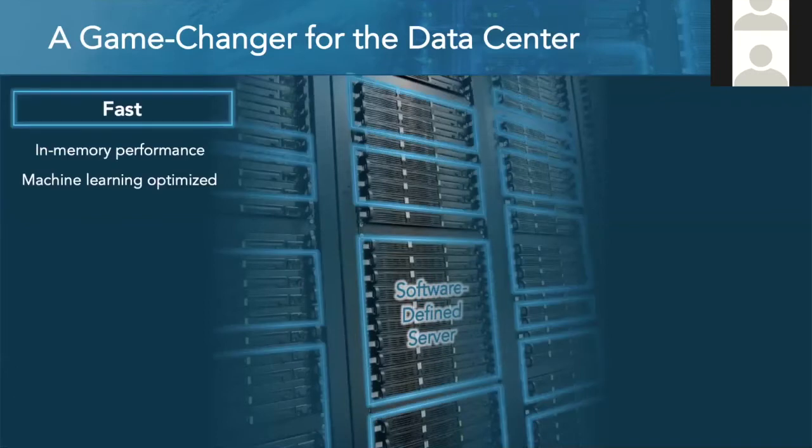So let's talk about some of the things that TidalScale and software-defined servers bring to the table. The number one is in-memory performance. That is the number one thing we do: provide an extremely large amount of contiguously addressable RAM. And underneath, we have a machine learning system that I'll go through in a few slides while the systems boot. This allows us to have incredibly fast performance.